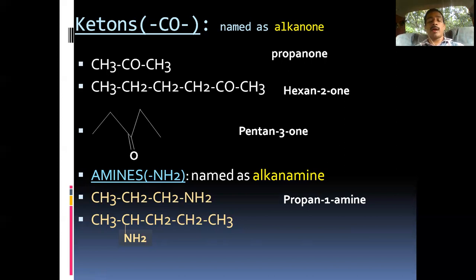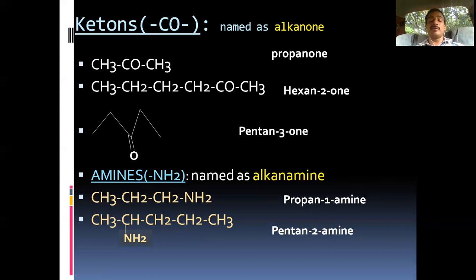And in the second case, the NH2 group is present here. So we have to start numbering from this side. 1, 2, 3, 4, 5. So pentanamine. Where is the NH2 group? In the second carbon atom. Pentan-2-amine. That is the name of the compound. So that is the nomenclature of amines.